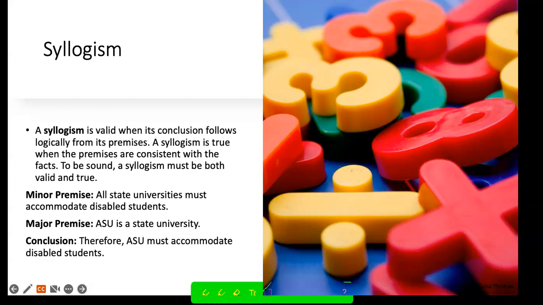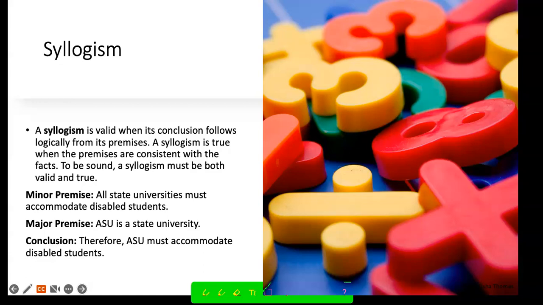Now let's consider the following valid syllogism. The minor premise is all state universities must accommodate disabled students. The major premise is Arkansas State University is a state, ASU is a state university. Therefore, ASU must accommodate disabled students. In this syllogism, both the major premise and the minor premise are factual statements. If both of these premises are true, then the conclusion must be true as well. And because the syllogism is both valid and true, it is also sound.